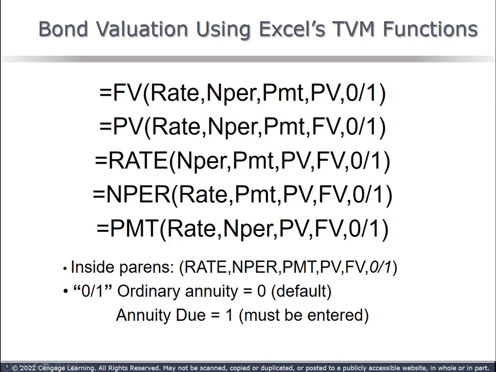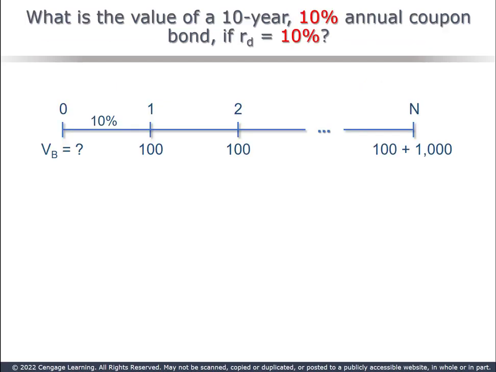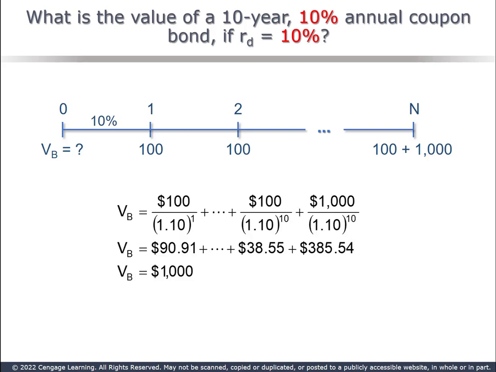In Excel, we'd use the same TVM functions we covered in Chapter 5. Note that the type is always 0. These are ordinary annuities. Let's look at a simple example. What is the value of a 10-year bond with a 10% annual coupon rate paying interest annually when the required return is 10%? Note that when the coupon rate equals the yield to maturity, the bond sells for its par value. This is always true at any time during the life of a bond.